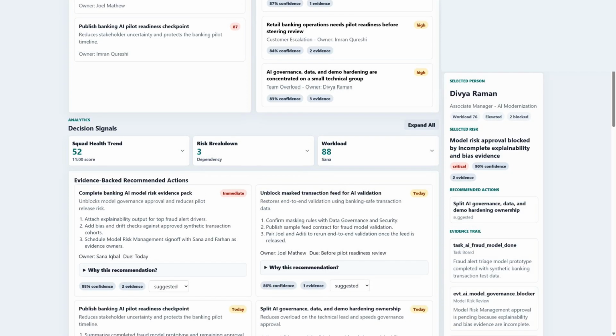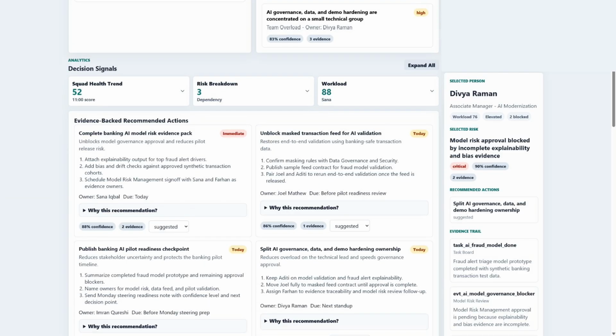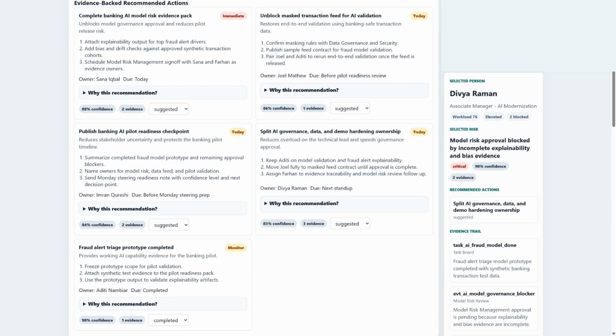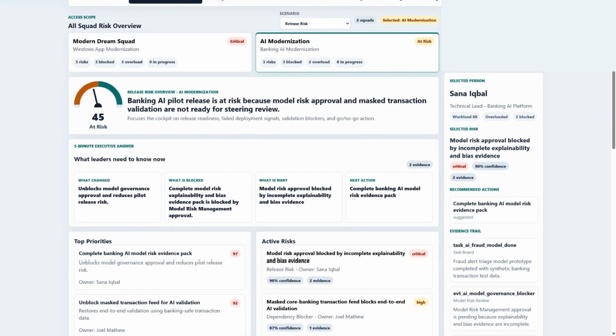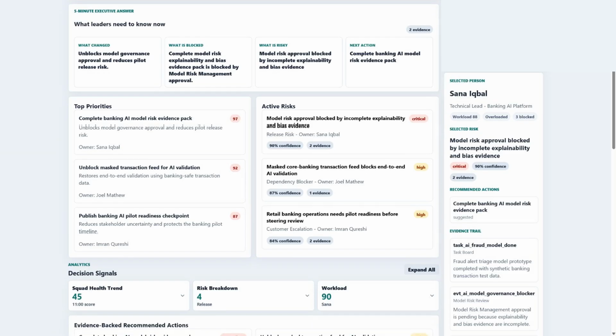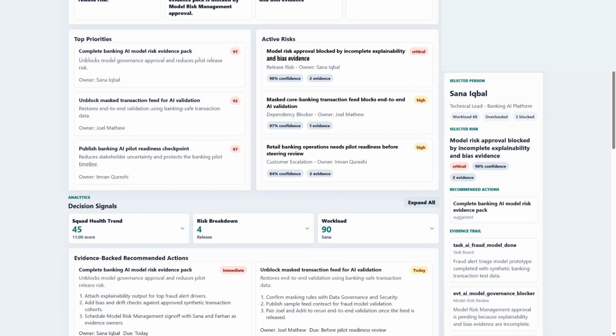Now we drill into squad execution. Digital COO connects the portfolio risk to the actual squad, owners, blockers, workload, and recovery actions. This is where the system becomes more than a dashboard. It translates scattered work signals into a decision path.